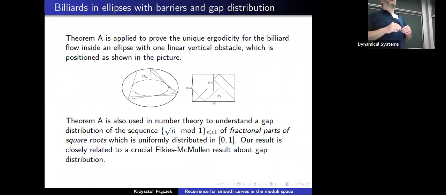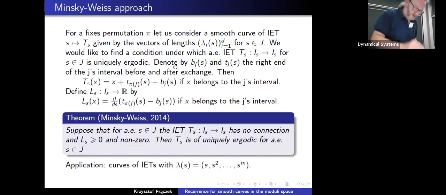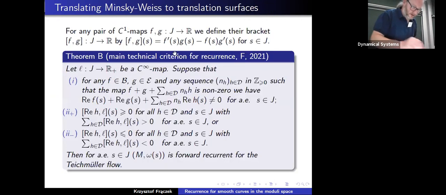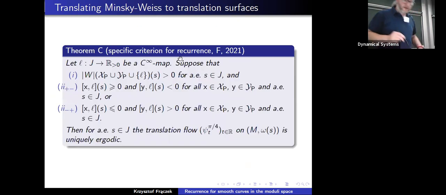Okay. The next one is for Theorem C. I saw that the flow was rotated by pi over 4. Is it just for convenience, or can it be applied for multiples of pi over 4, or any rationals? In fact, this theorem works for any direction different than vertical.